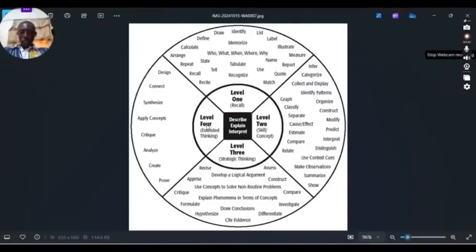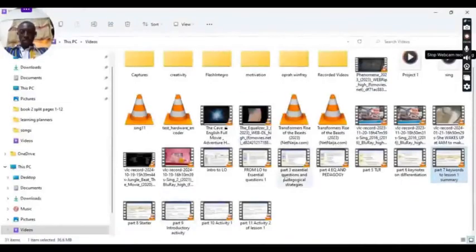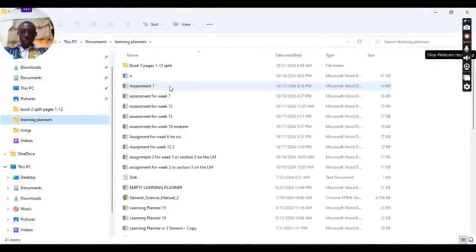Then L4 is about creativity, extended thinking. So words we use in that column are design, connect, synthesize, apply, critique, analyze. So this one demands a learner to go beyond the L3, think strategically, and provide the correct answer there. Alright, so that is the various DOK levels.